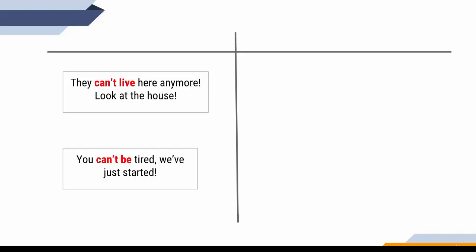So, looking at these two examples, you can catch what's common between them. Impossibility. Yes, you speak about something that is impossible, something that you are sure is not true, that can't have happened, that didn't happen. Well, in this case, when you are 100% sure that something didn't happen, you use can't. Can't plus the infinitive. They can't live here because the house is dark. You can't be tired. It's impossible. We've just started.